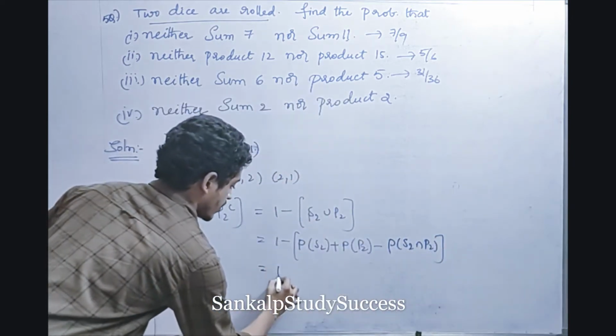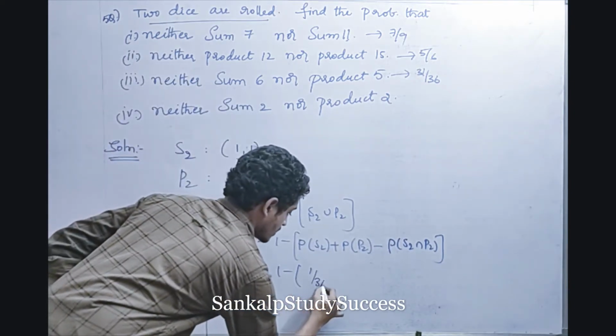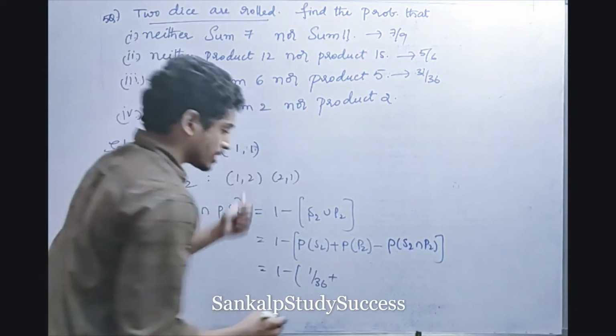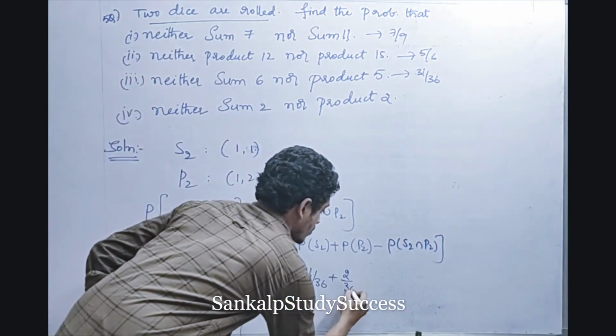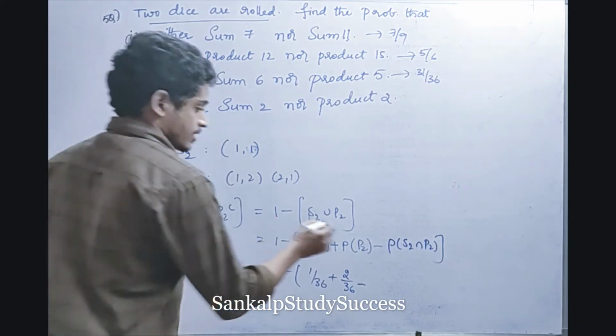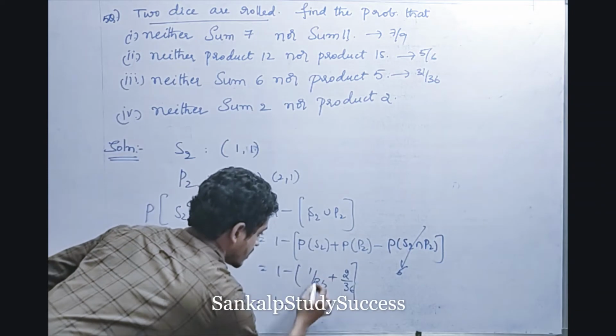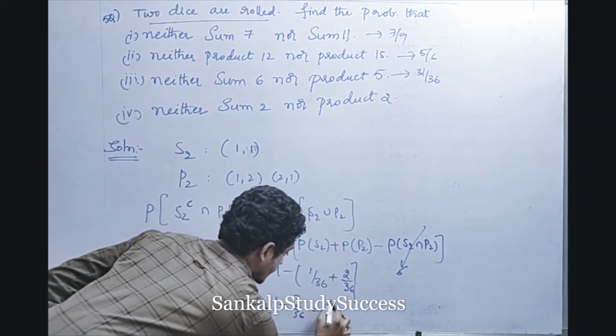So what is 1 minus the probability of sum 2? There is only one chance, so 1 by 36, plus the probability of product 2, where there are 2 chances, so 2 by 36, minus... see, is there any combination here? No common point is there, so this value becomes 0. It is nothing but 1 minus 3 by 36, that is nothing but 33 by 36.